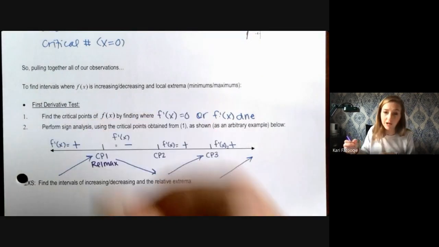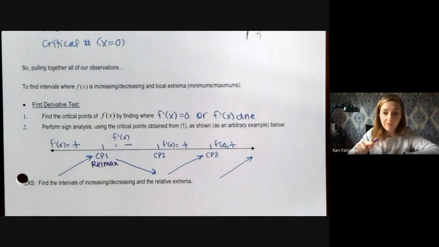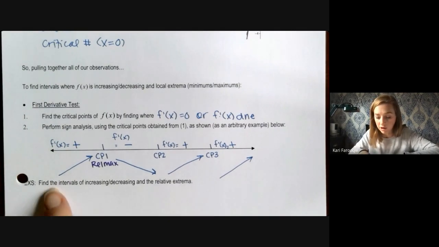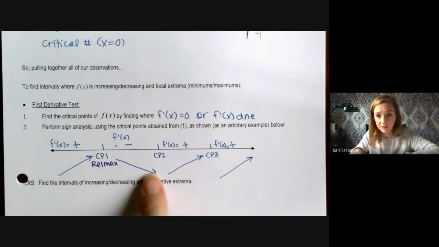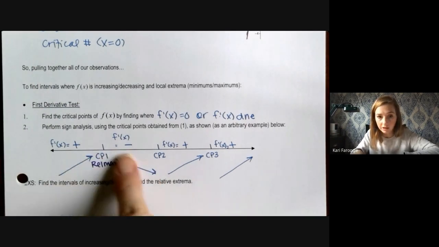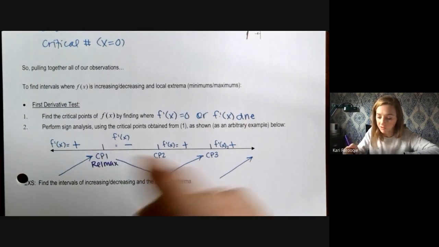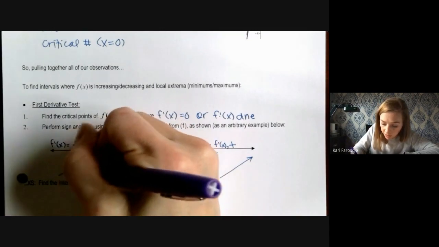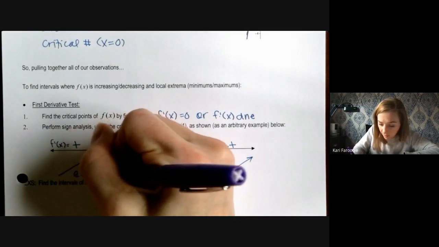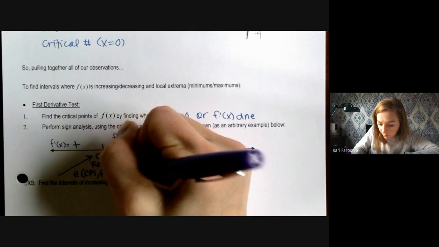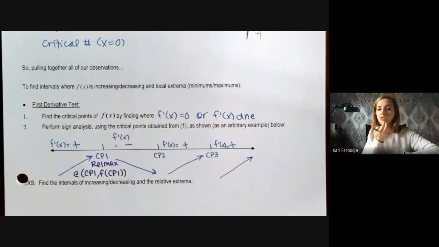Now, you can eyeball this too. The nice thing about sign analysis, I really just feel like it doesn't exactly tell you what's happening with the graph, but it gives you a good indication. You know that the graph is increasing until you get to this critical point, and then it's decreasing. You don't know how sharply it's increasing or how sharply it's decreasing, but you know that it's got some hill here at the critical point number 1. So your relative max would be at critical point 1 and then f of critical point 1, so just the function value at that point.